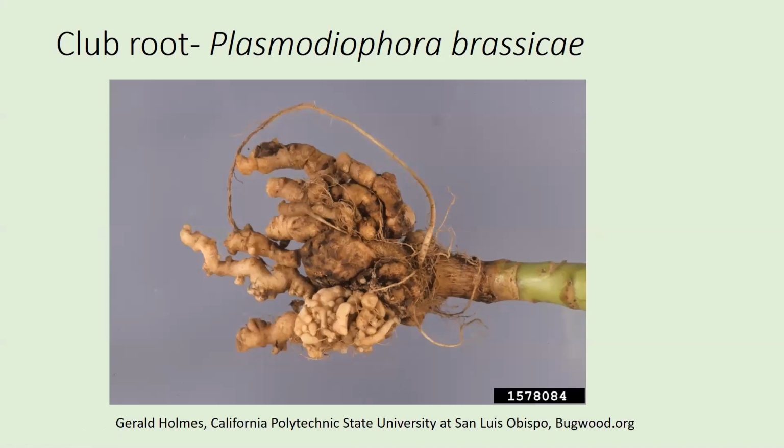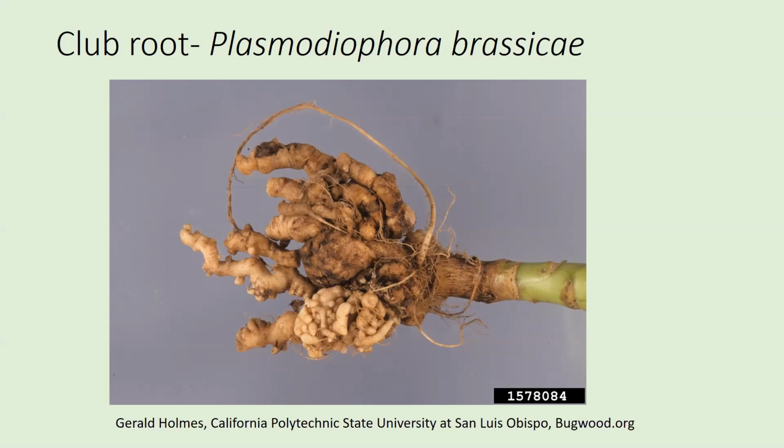Club root is actually caused by a slime mold. It's a soil-borne slime mold, and it can survive many, many years in the soil. The roots actually become malformed and swollen, and they form galls that make it difficult to take up water, and it causes wilting and eventual death of the plant.